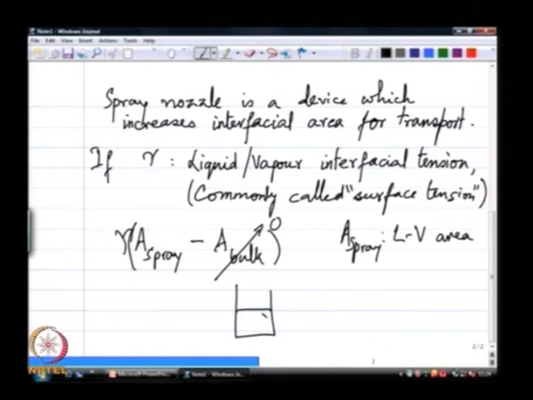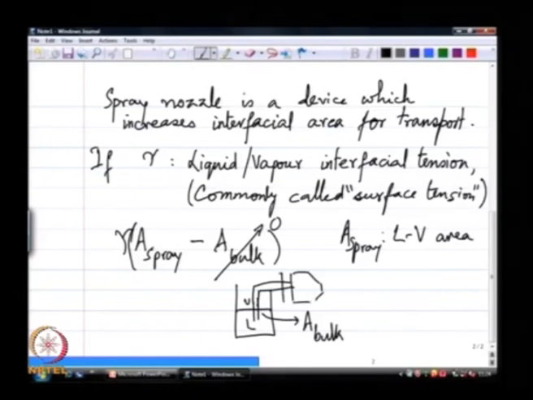Okay, so this is a bulk. This is vapor right above it and this is liquid. I put a little straw in there, draw liquid out, and create this spray. So, there is some work done here and I get this spray.